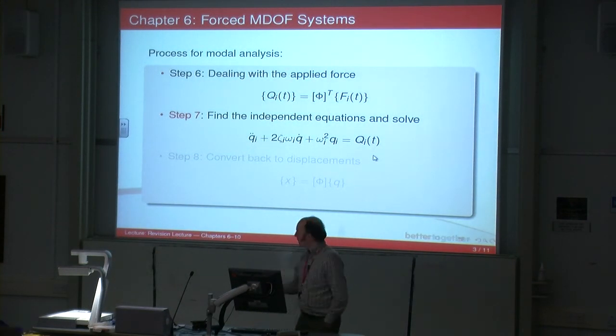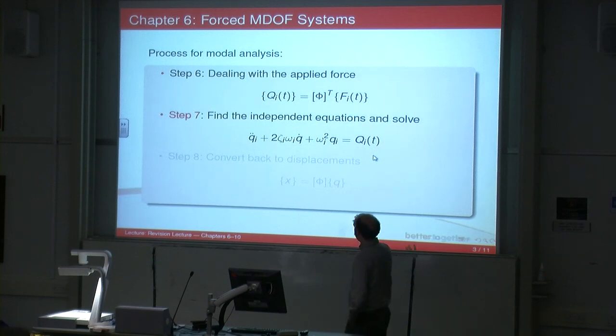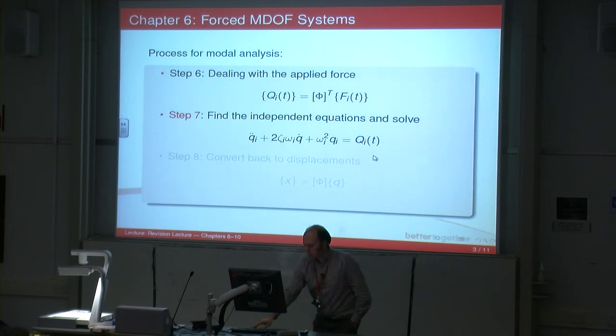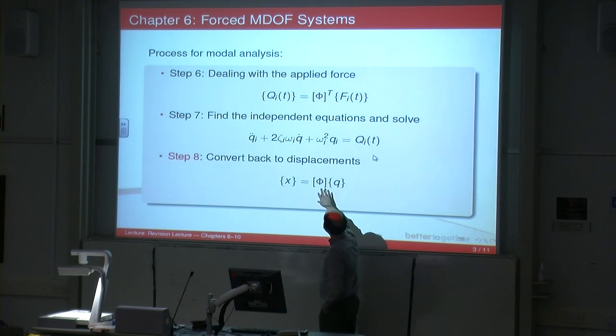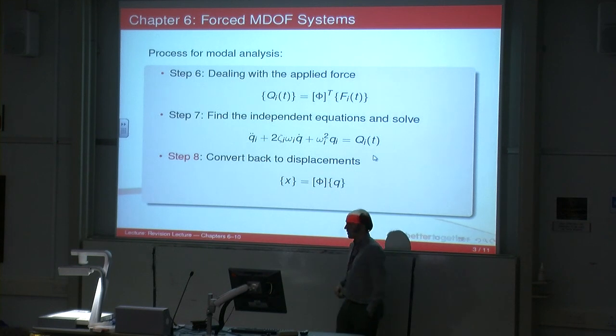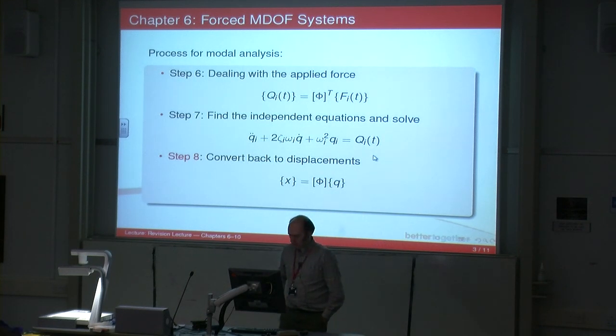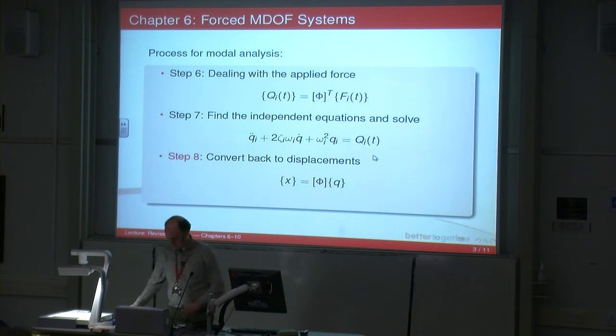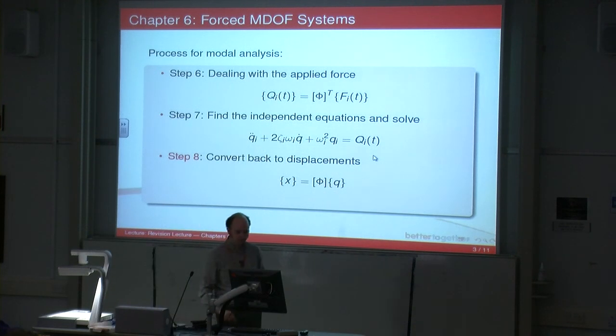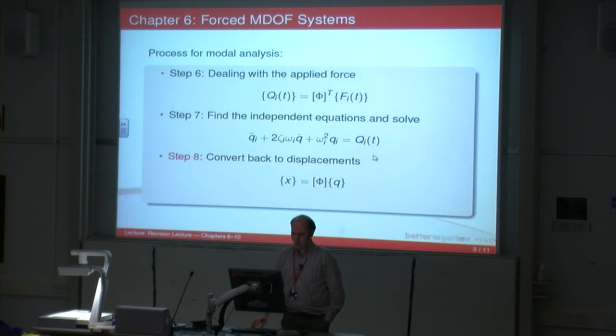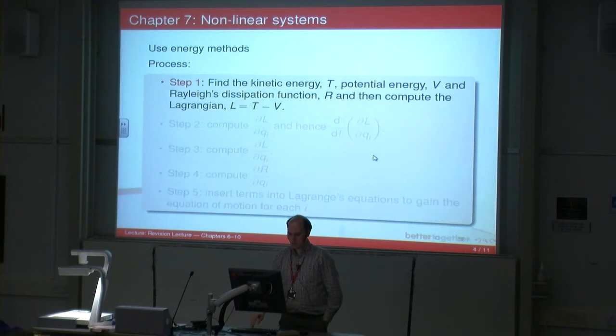And then once you've got a value for Q, you'll find Q as a function of time. You then multiply that by the modal matrix, which is this key, and you get your displacements back. Like I said, one of the examples that I'll do today will be using this method to revise for you this method that we did before Christmas. So that's chapter 6.